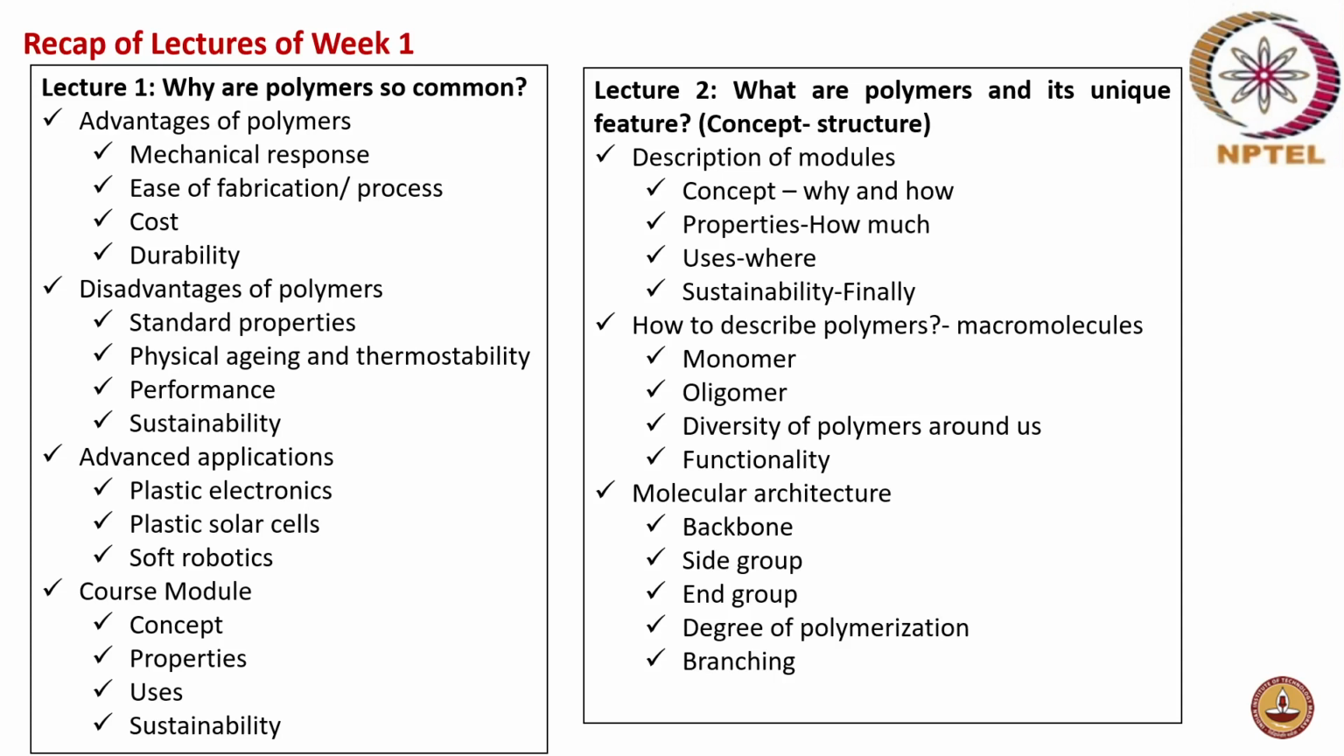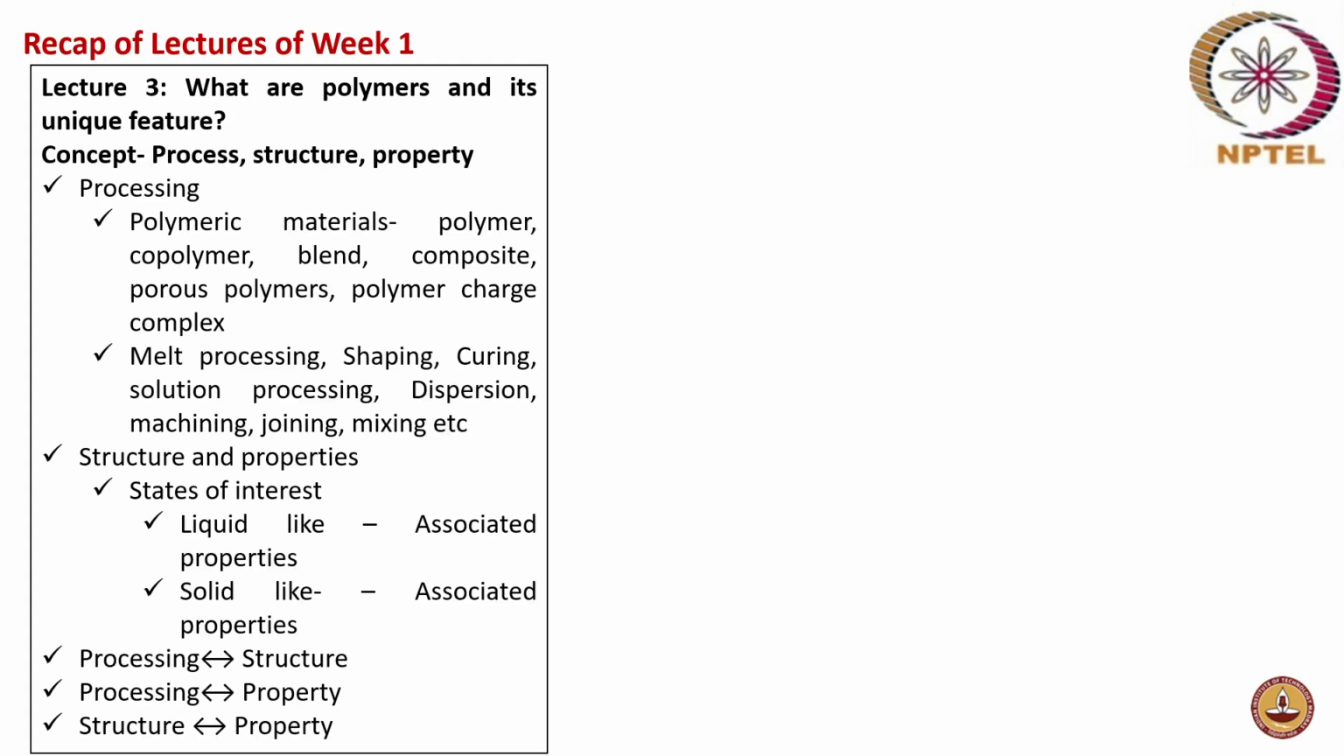So what are monomers, oligomers, and the diversity of polymers around us? What is the functionality of a polymer, and what makes up the molecular architecture of a polymer? For example, a polymer will have a backbone, it may have a side group, a particular type of end group, and the degree of polymerization may vary. They may be branched or they may not be branched. And then the next lecture was on the concept of the unique features of polymers.